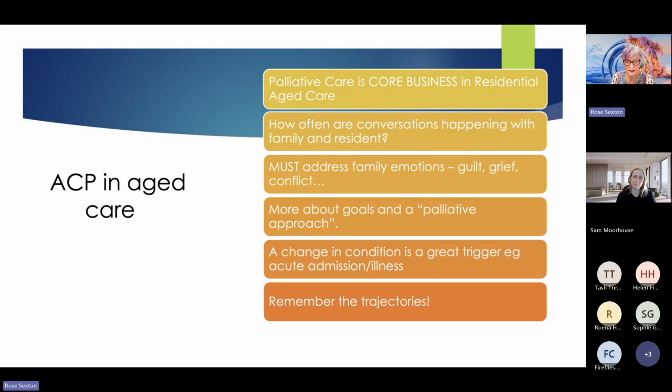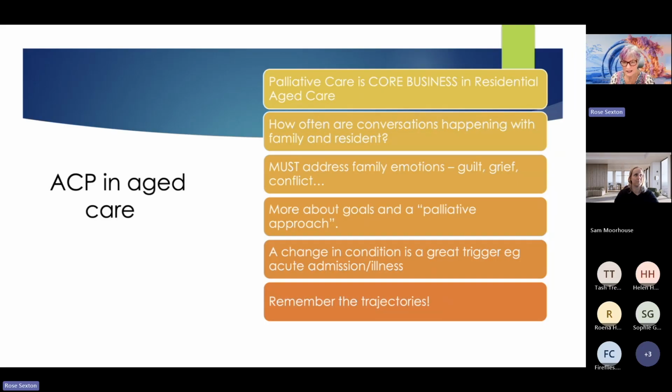And I think if you forget everything else that we tell you, one thing: palliative care is core business in aged care, and the other one is the trajectories. Remember that image when we finally show it to you of deterioration, because that's what's happening in aged care. And a lot of the time the families don't understand that. And that's why it's so important to keep the families on the same page.